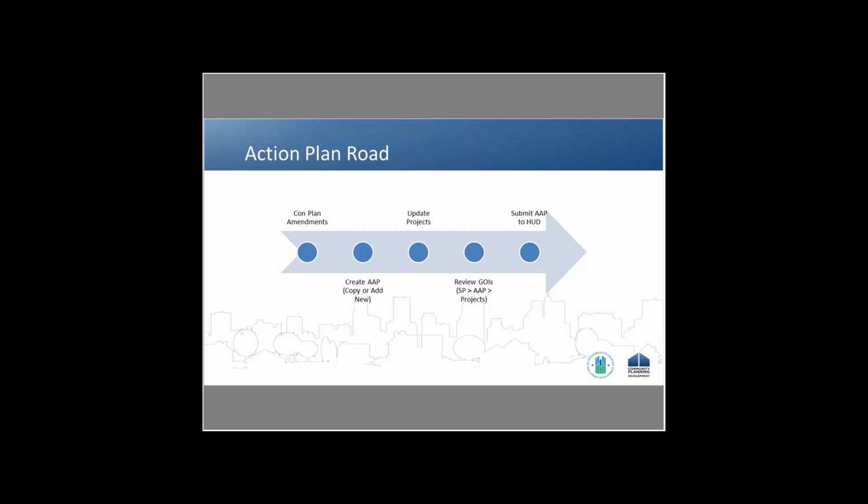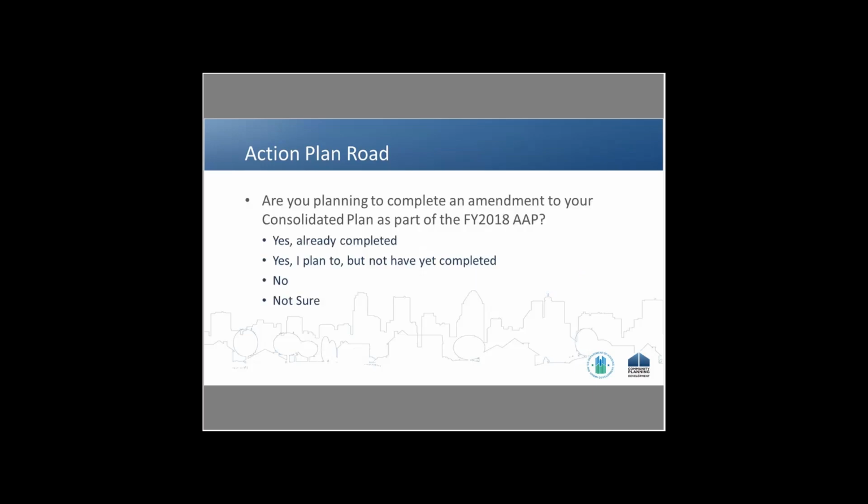So one more question for you all, just to get a sense of where you all are in your program. You see that you all have a green check mark. We use the green check mark here on your participant panel. Go ahead and click that green check mark if you are planning to complete an amendment to your consolidated plan as part of your FY 2018 action plan. If you're planning on making any amendments to your consolidated plan, go ahead and click that green check mark.